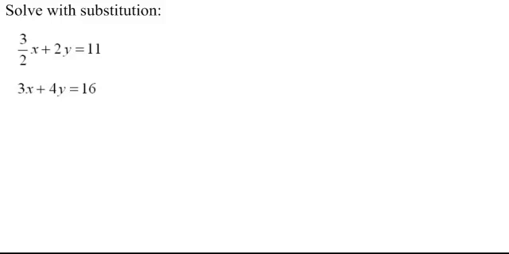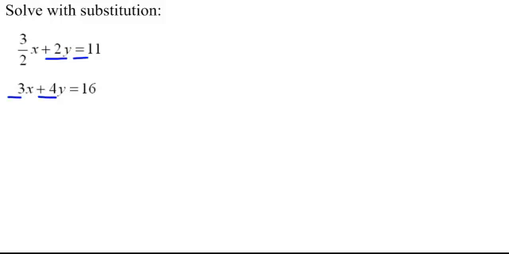If I want to divide by 2 here to get y by itself, I would have to divide 3 halves by 2 and 11 by 2. Not going to be nice and pretty. So let's skip both of those. If I move down here to this 3x, I would have to divide everything by 3. Dividing by 3 is never a good idea because you end up with a repeating decimal.